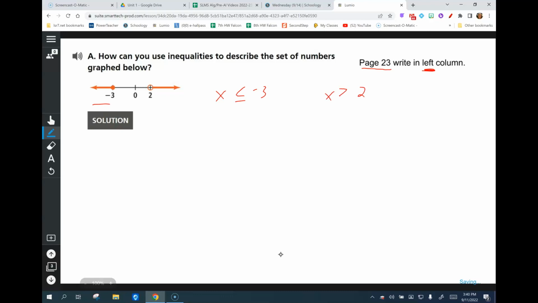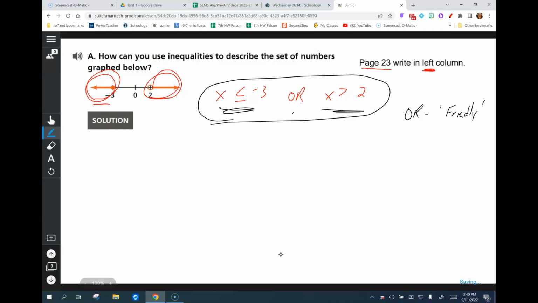So what this shows us is it's either going to be this one or it's going to be this one. So we actually put that in there. And with the or situation, it's saying that this is true or this is true. But think of or as friendly. It's going to include everything as part of the solution. So keep that in mind. So this is how I would write that inequality.